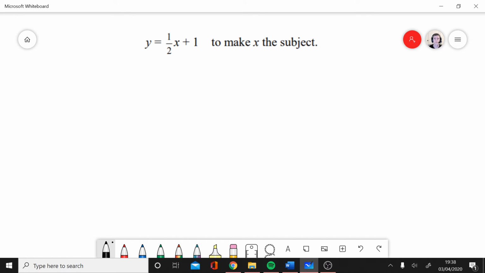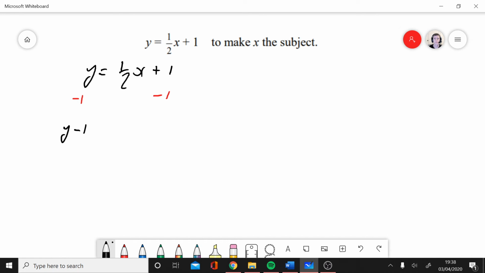Okay, that's 30 seconds. So, making X the subject of the equation. Currently we have Y being the subject: Y is equal to a half X plus 1. So what we're going to do, like before, is take away 1 from both sides, so that we just have an X term on this side of the equation.